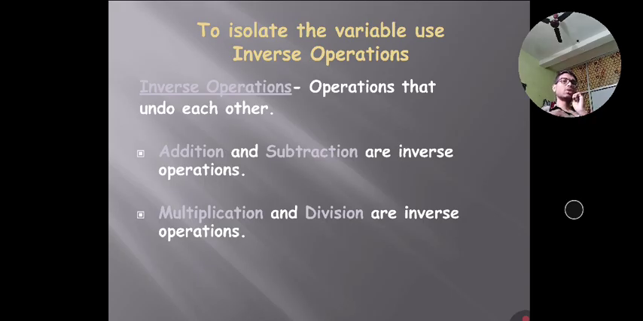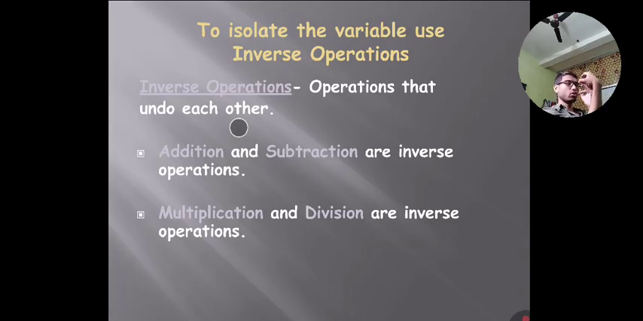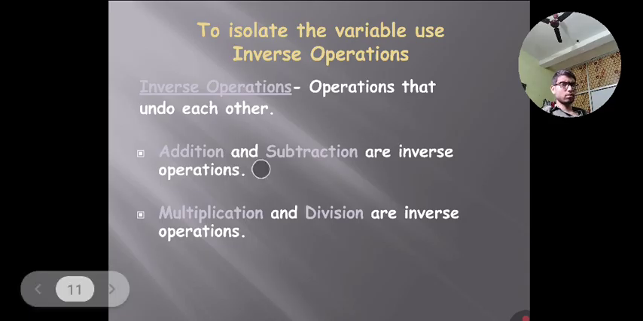To isolate the variables, use inverse operations, which means opposite operations. If you take a plus, then you will have to take a minus. If you have a minus, then you will have to take a plus. The opposite of a plus would be a minus. The opposite of a multiplication would be division. The opposite of a division would be multiplication. Inverse operations undo each other.